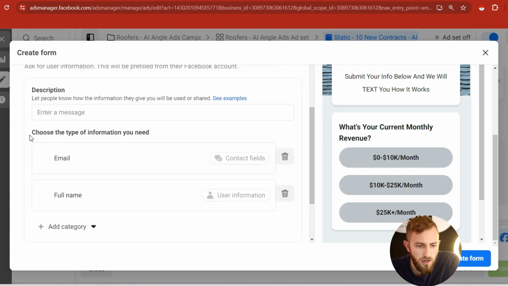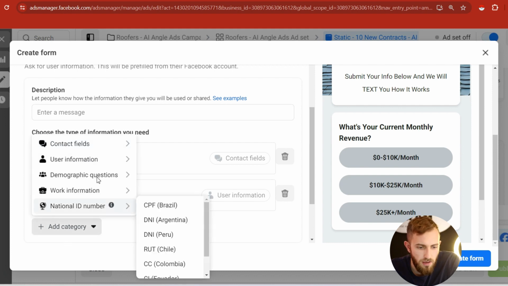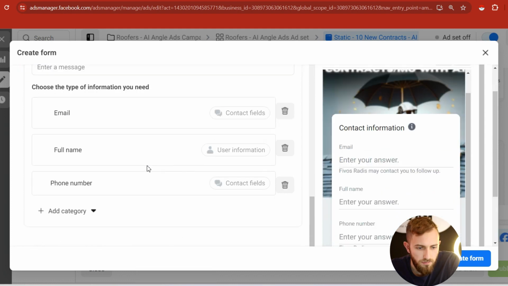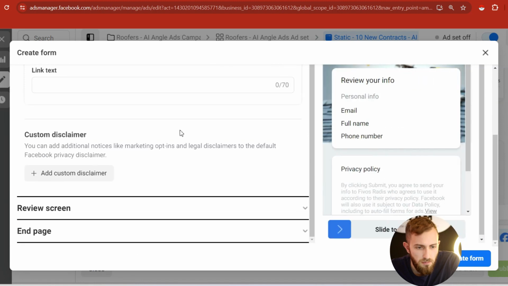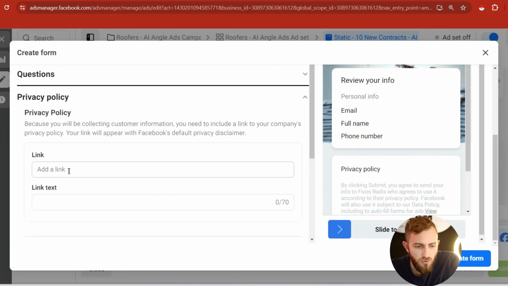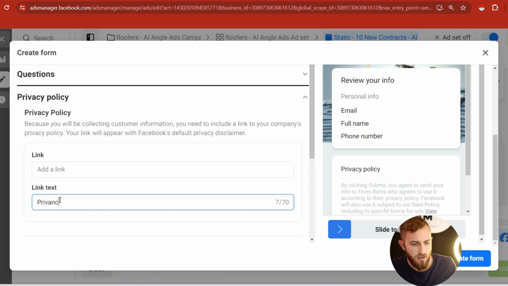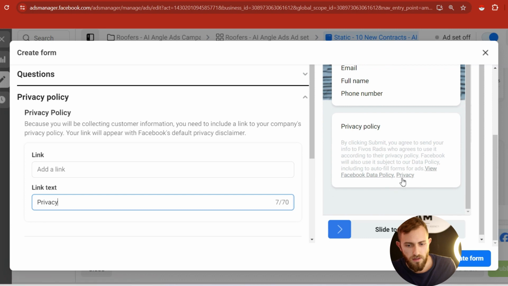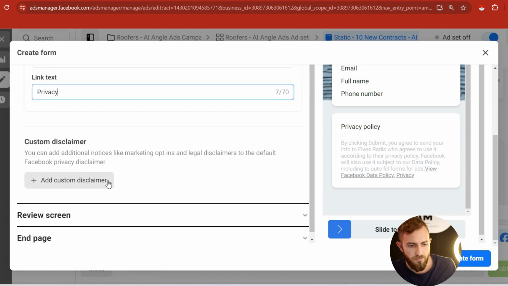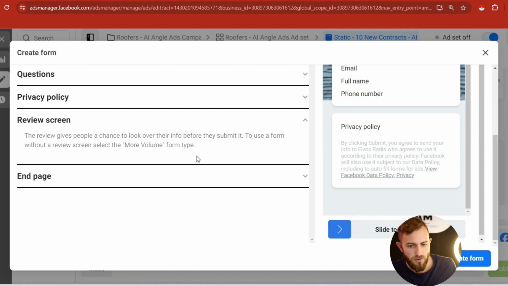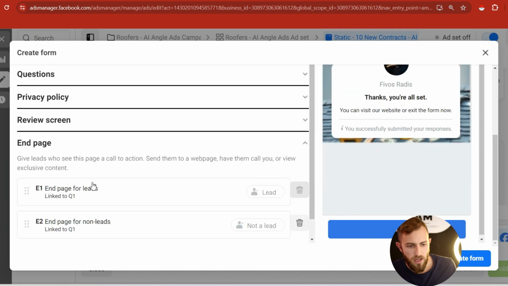Cool. And over here, choose the type of information you need. You want to capture their email, full name, and phone number. Privacy policy. Over here, you drop your privacy policy link that you have on your website. If you don't have one, then create one. And then over here, you can just say privacy, and it's gonna appear over here. Review screen. Okay, cool.